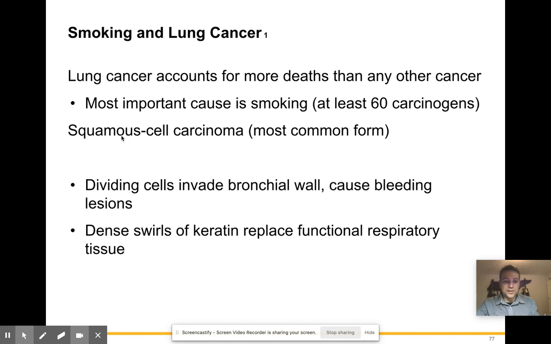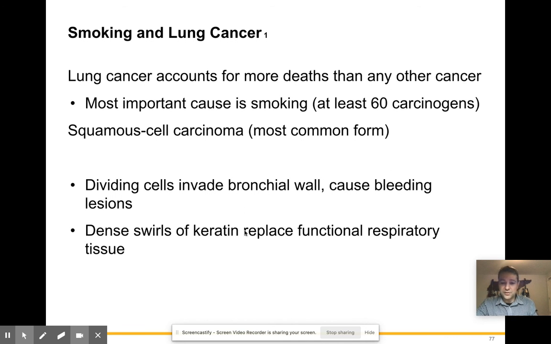But squamous cell carcinoma is the most common form. Squamous cell carcinoma invades the bronchial walls, the bronchi of the lungs, right before the lungs. This can cause bleeding lesions and cause you to cough up blood. That's why people with lung cancer can cough up blood, because bleeding can occur due to these lesions in the bronchioles.